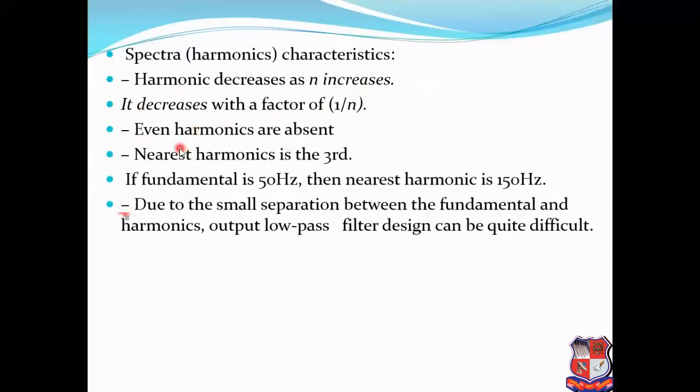For even order harmonics, that means for 2, 4, 6, 8, we can say that bn equal to 0. That's why the Fourier series output will be 0. And for any square wave, even order harmonics are absent. The nearest harmonic is the third order harmonic. So what is the frequency of the third order harmonic? If the fundamental component frequency is 50 Hz, then the nearest harmonic, the third order harmonic frequency, will be 150 Hz.